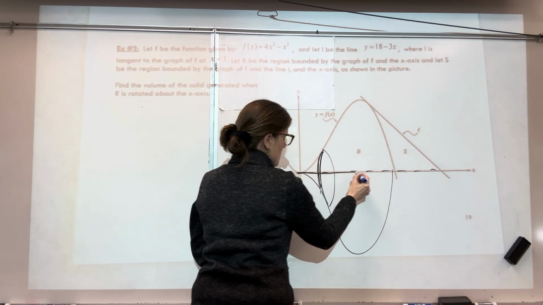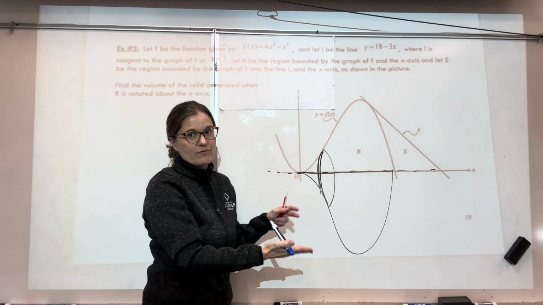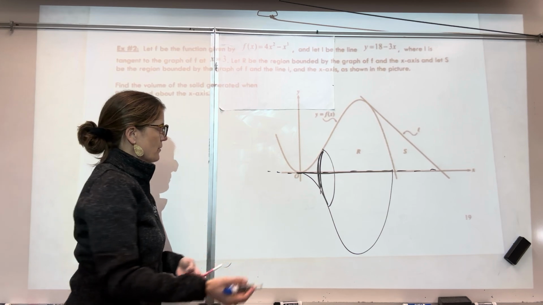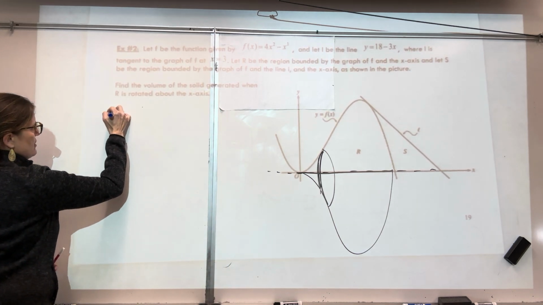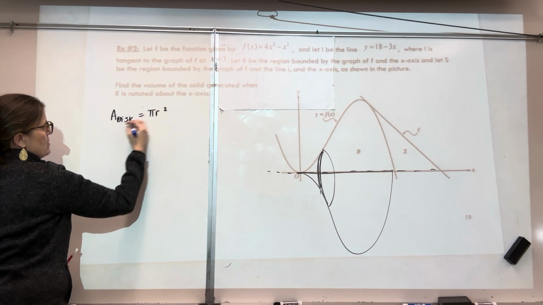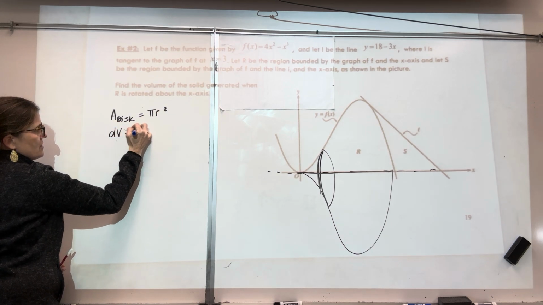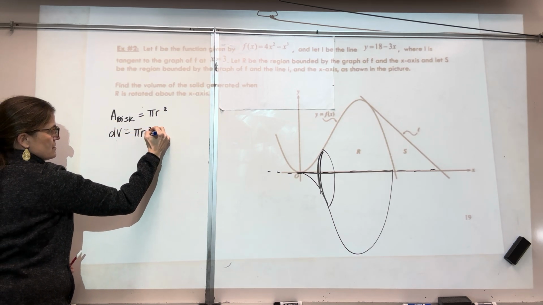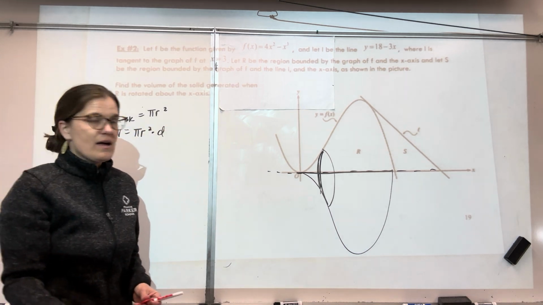Again, because region R met up all the way with the axis of rotation, that's how you knew it was a disk. Okay. So on this, the area of every disk is always pi r squared. Right? The volume of one of those disks would be pi r squared times the thickness. Again, it's either going to be dx or dy every time.